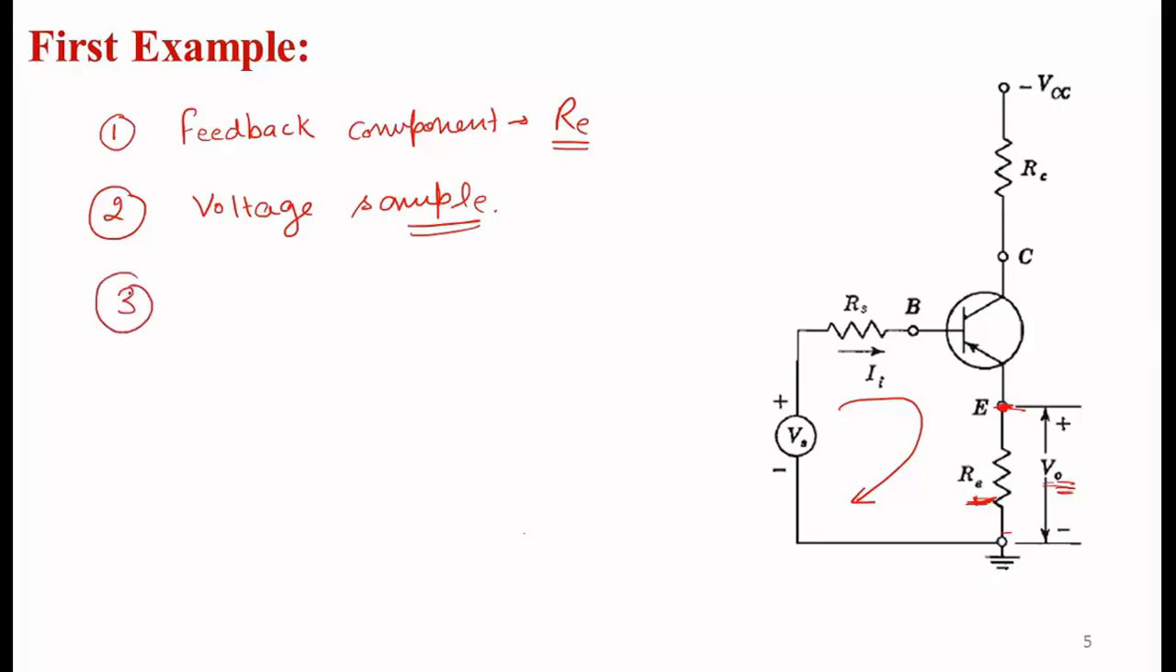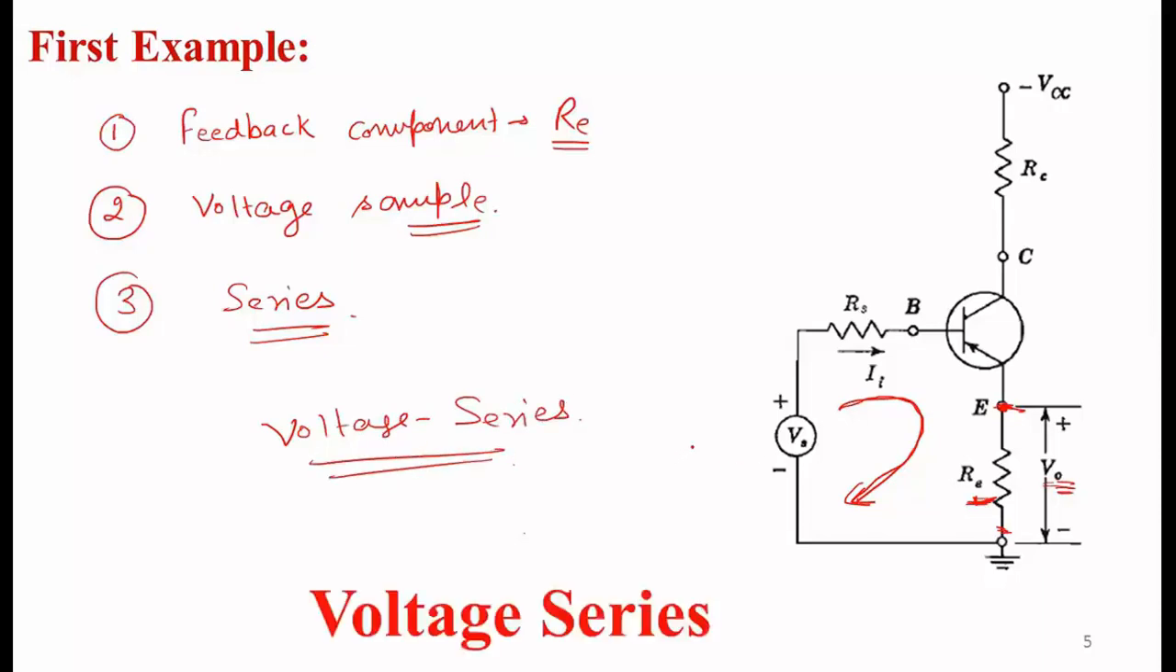The third step was to identify the type of connection at the input side. The rule was: if both of the terminals of the feedback component are present in the input circuit. Here is the input circuit, and we can see that both terminals are present in this circuit. So we can say that this is a series kind of connection. Hence this is the voltage series topology.